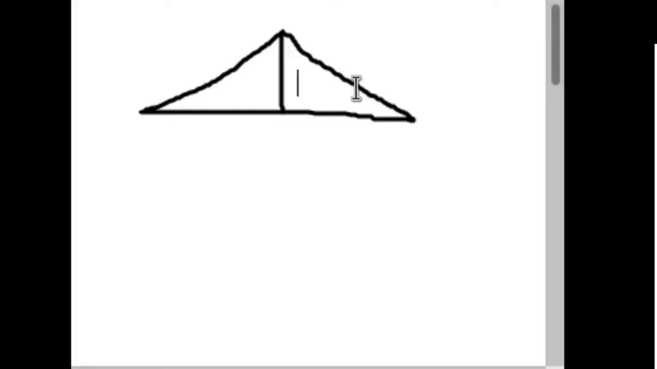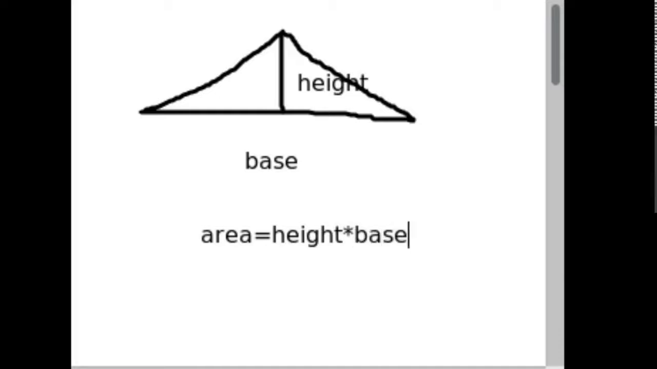As I remember, if I happen to know the height of a triangle, and you happen to know the length of the base, so this is the base of the triangle, then the area of the triangle can be calculated like this: height into base divided by 2.